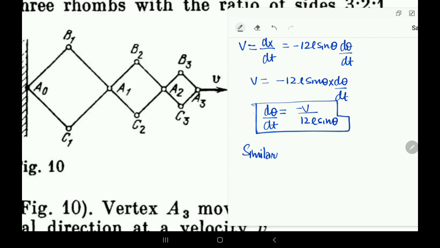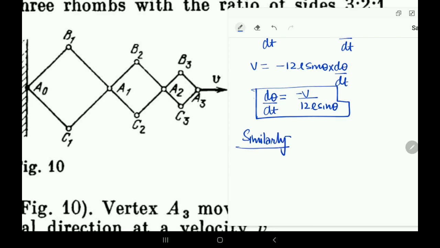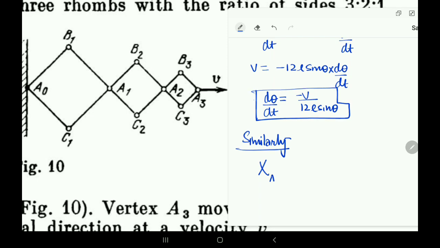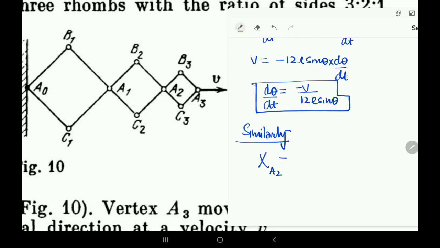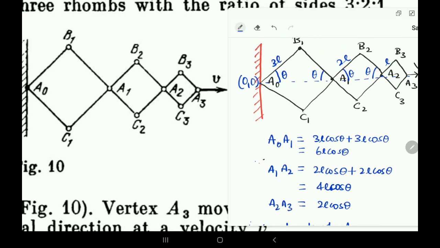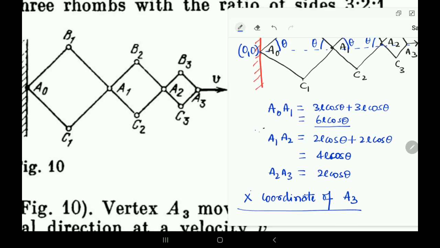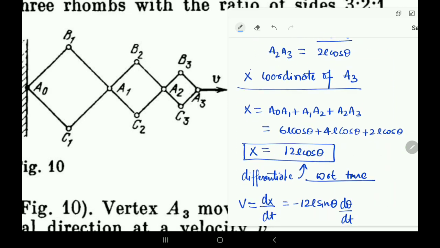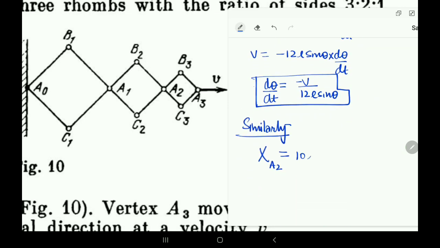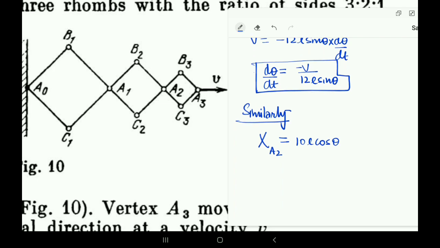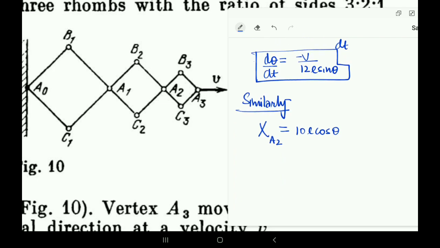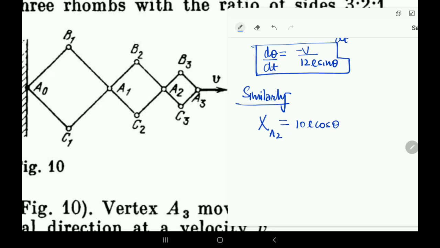So let's take the angle B1 A0 A1. So B1 A0 A1 is basically decreasing, right? As you pull the whole framework towards the right, B1 A0 A1 is decreasing. Similarly, B2 A1 A2 is decreasing. So that decreasing theta will adjust that minus. So basically, we can calculate d theta by dt, and that has come out to be V by 12L sin theta in magnitude. Alright.